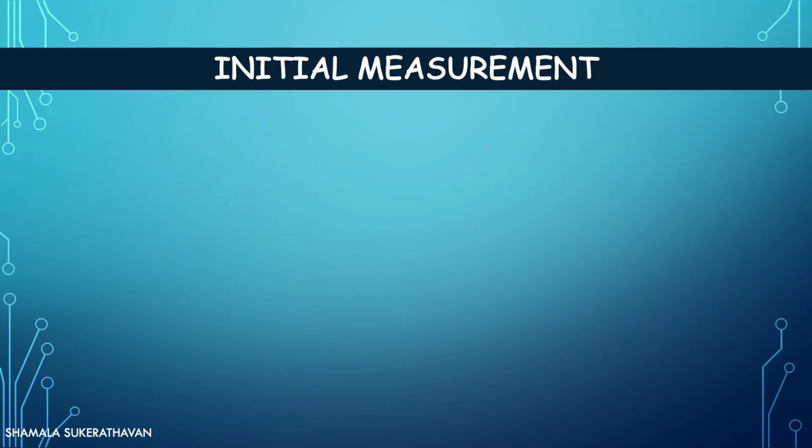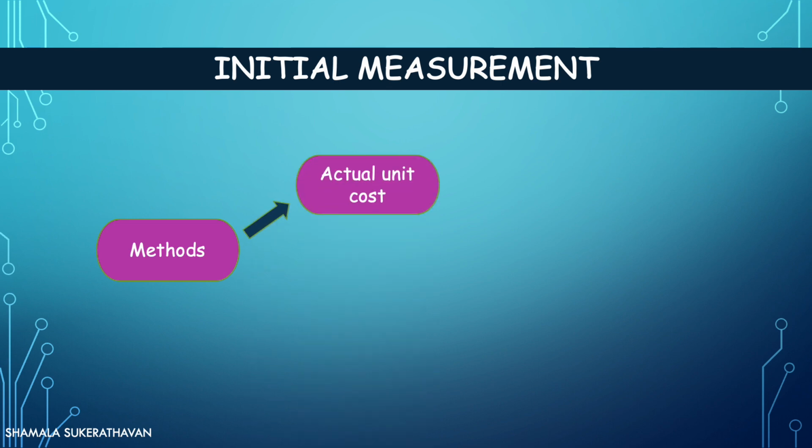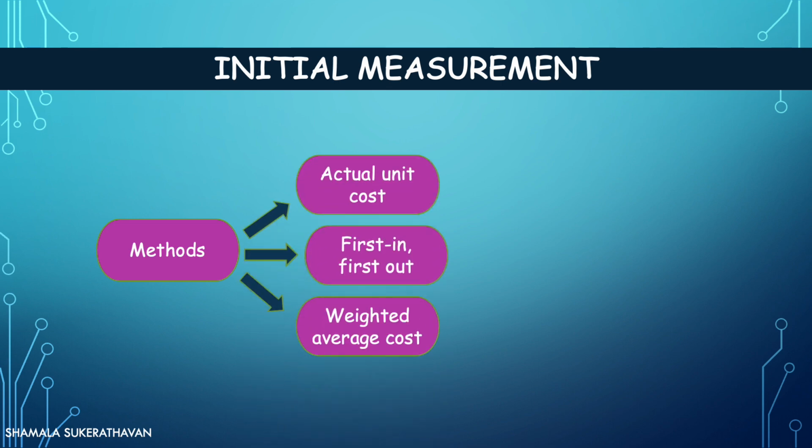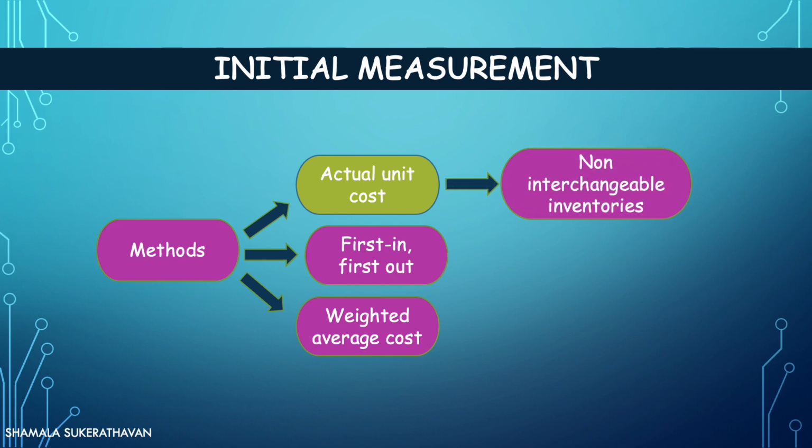Question: how is cost calculated? IAS 2 allows the following three methods of arriving at the cost of inventories. 1. Actual unit cost. 2. First in, first out. 3. Weighted average cost. An entity should adopt the actual unit cost method for inventories that are not ordinarily interchangeable.